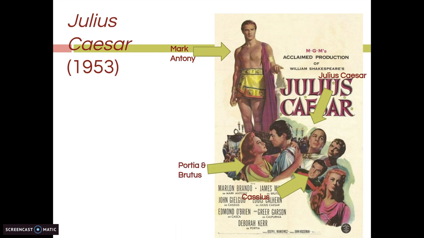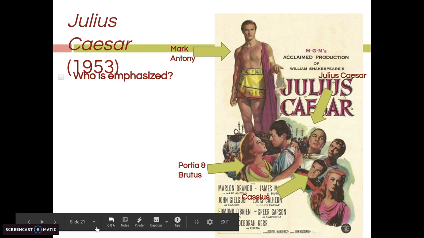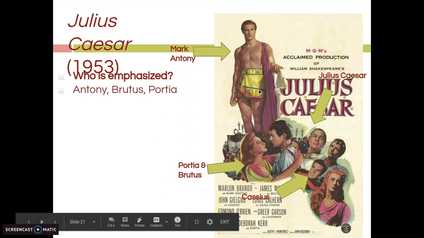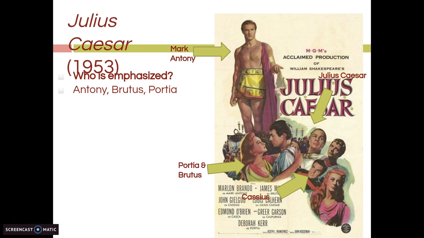And what I want you to think about right now is who is emphasized. So I'm going to pause right here, and I want you to think about that. Okay, so obviously, as you can see here, we have Mark Antony as emphasized. Brutus and Portia are also emphasized. These three have a little bit more prominence on the movie poster. And so now the next question is, what actions or emotions do you notice and why? Why would they make those three characters a little bit more prominent? What do you notice? Let's go ahead and take a moment and answer that question.